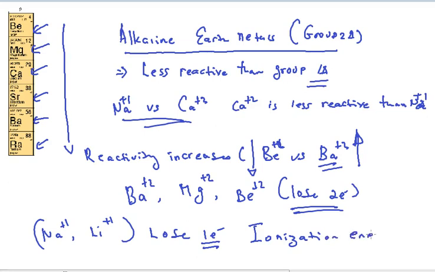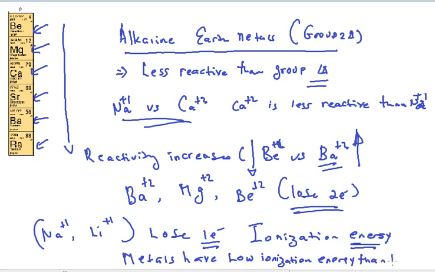Like I said earlier, ionization energy is the energy that is used to remove electrons from a neutral atom. When I say electrons, I'm talking about the valence electrons, which are the electrons in the outermost shell of an atom. Basically, this is a general point I want you to take note of: metals have low ionization energy than nonmetals.